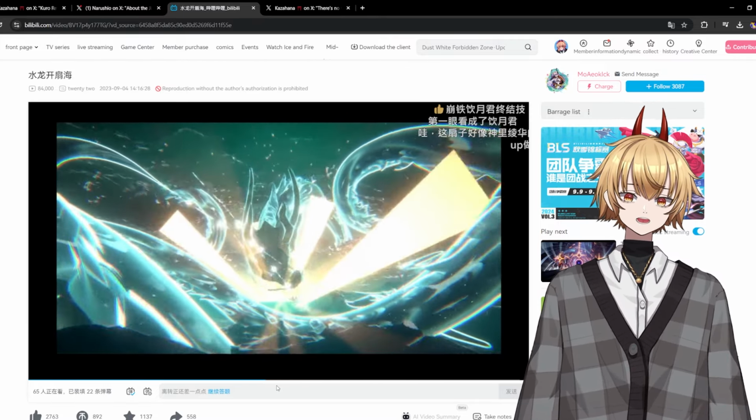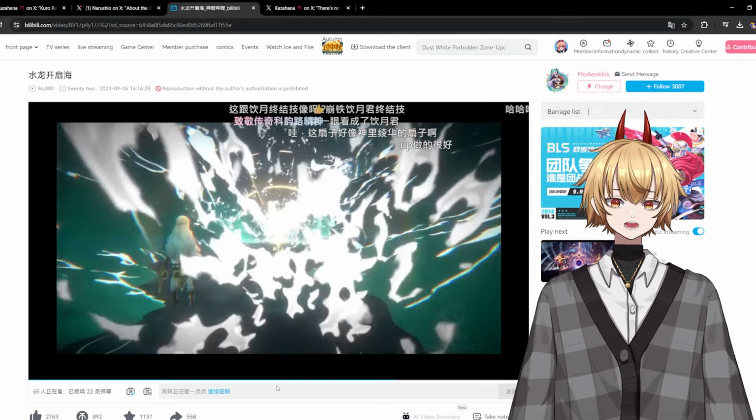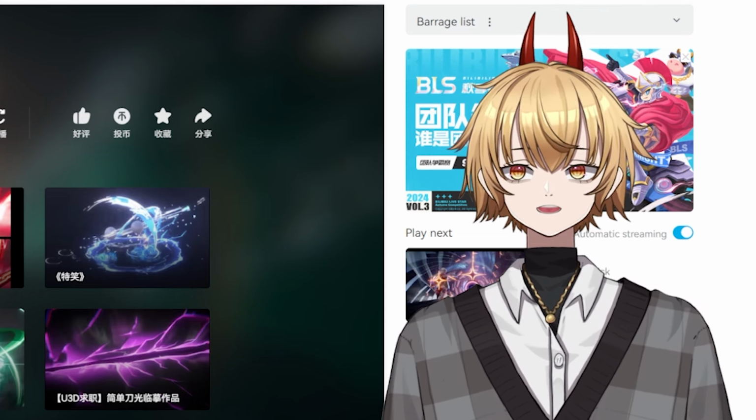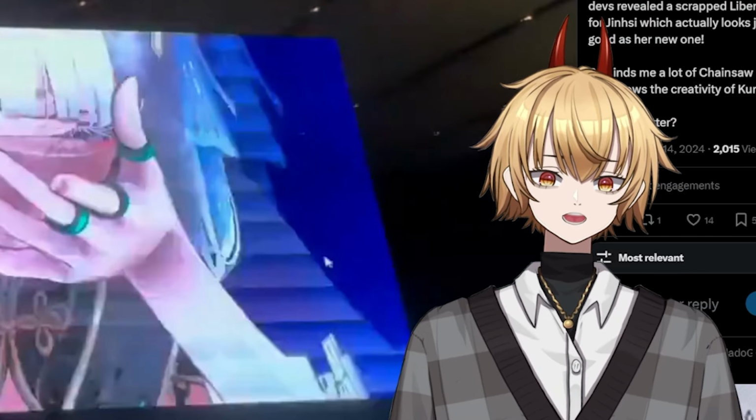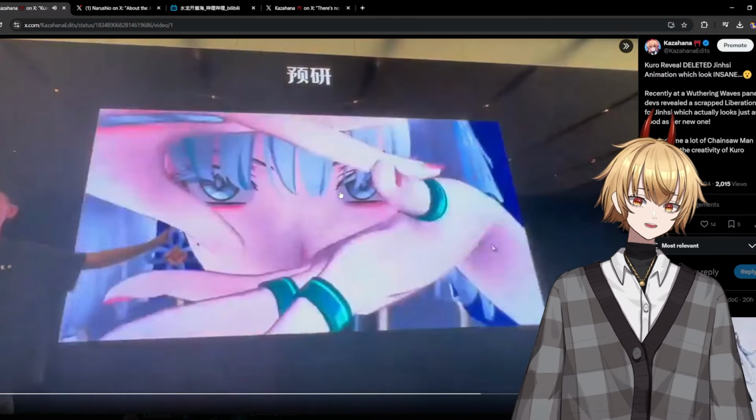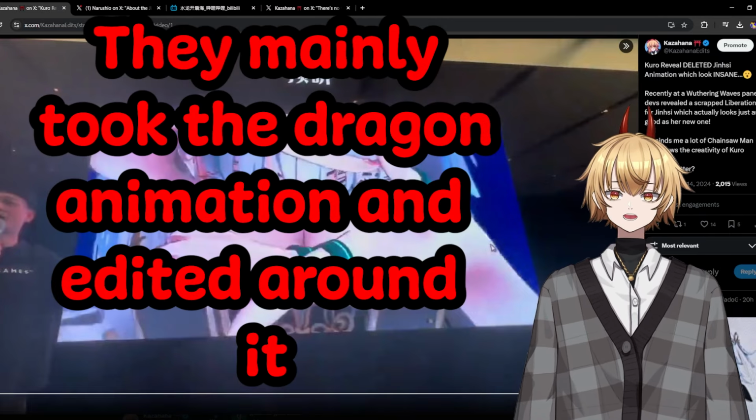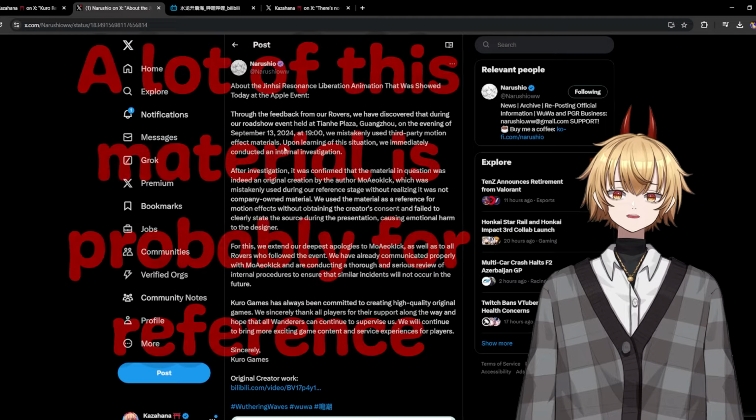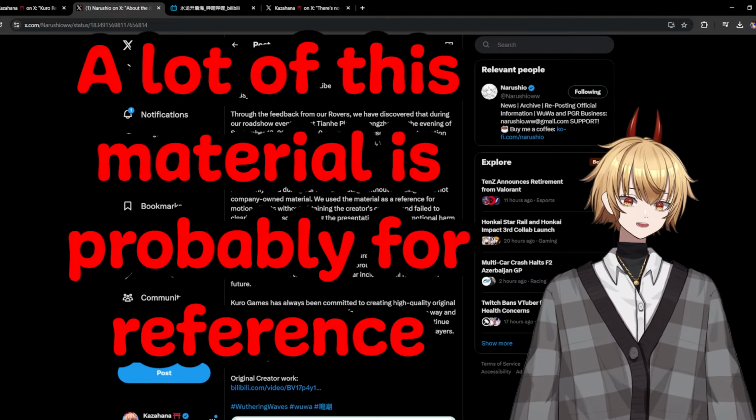And yeah, as you can see, it is very, very similar to the one that they showed for Jinhsi. Now, they did have those parting waves things, and they did add quite a bit onto it. As we can see, it had that dragon effect, which they copied, and then that water bit. But apart from that, all of the other stuff is actually original. But again, it's kind of disappointing to see that they used that stuff. But as they said, they actually do use a lot of stuff for reference.